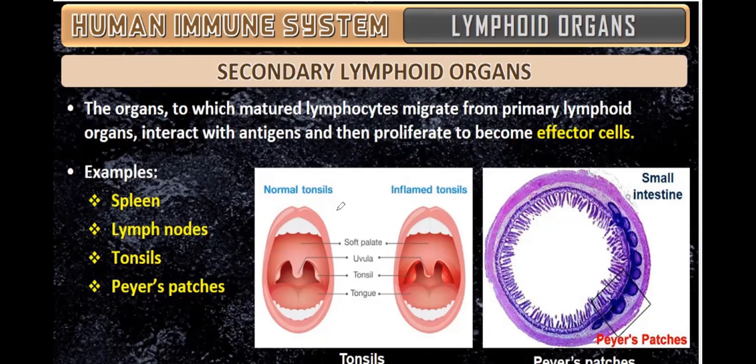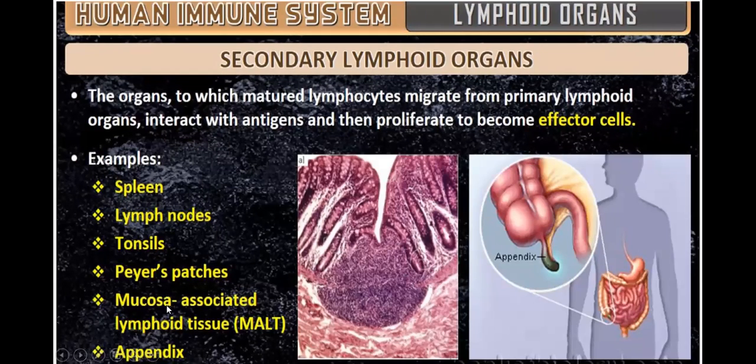What is the location of the tonsil? So these are the location of the tonsil, and this is what? Peyer's patches. Apart from this, there are many more. So mucosa associated lymphoid tissues, abbreviated as MALT. They are also an example of a secondary lymphoid organ, and then the appendix is also an example of a secondary lymphoid organ.